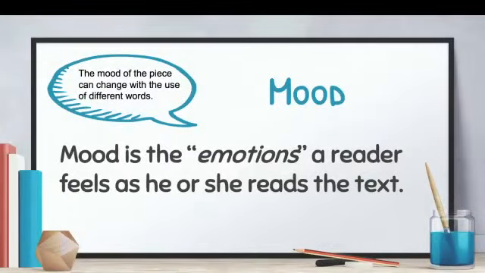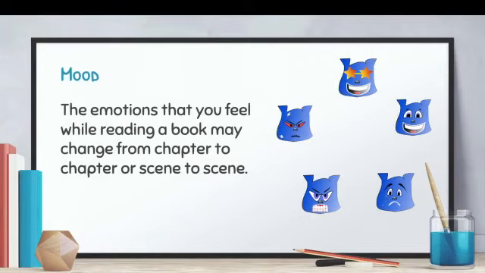So when we think of tone and the author's choice of words, we also need to take in the reader's tone, and we call that mood. The mood of the piece can change with the use of different words. The mood is the emotions that the reader feels as he or she reads the text, whereas the tone comes from the author. How does the author present their text? The mood is the emotions that the reader feels from the text. The emotions that you feel while reading a book may change from chapter to chapter or from scene to scene.